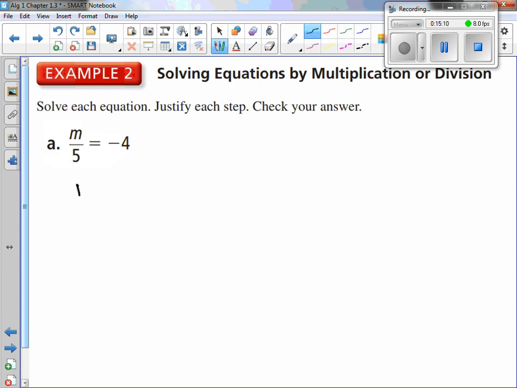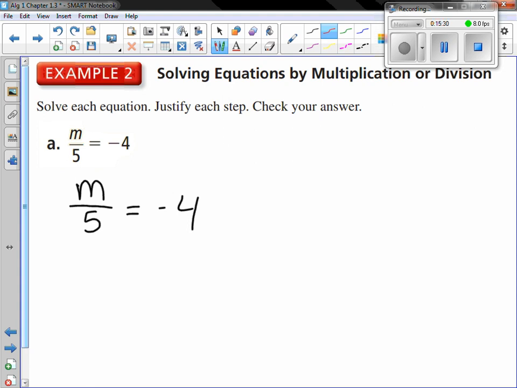Now let's look at this next one here. m over 5 equals -4. Now to get m by itself, because there's a 5 underneath it, it's being divided by 5. What we're going to do is use the multiplication property of equality. We're doing the opposite of division.